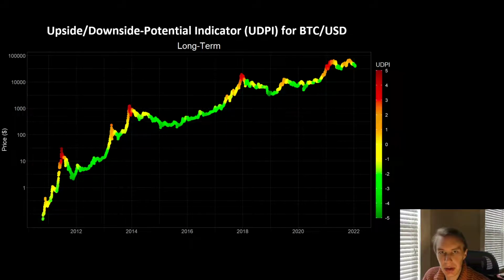Today I want to talk about the correction that we saw across the crypto market in the last 24 hours or so, and some indicators and factors that we can look at to think about where the market might be heading next.